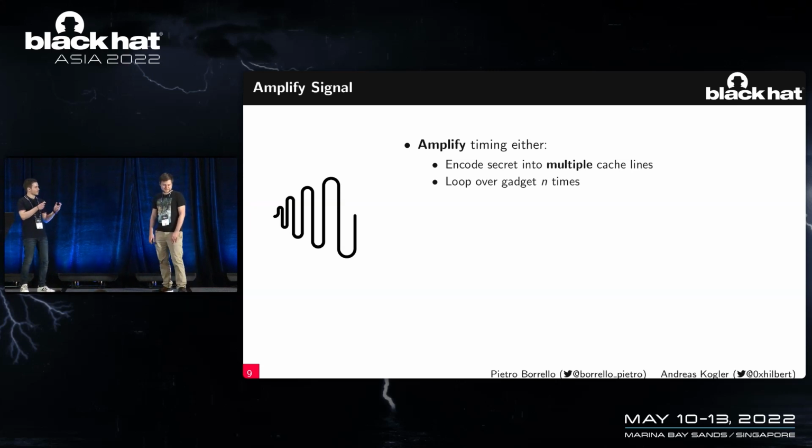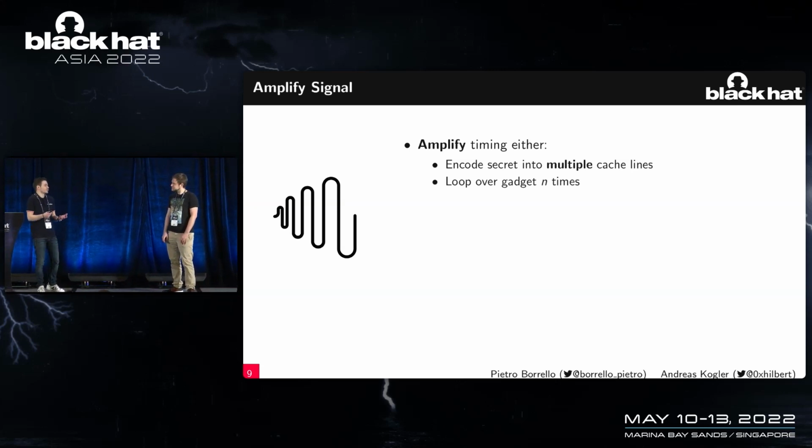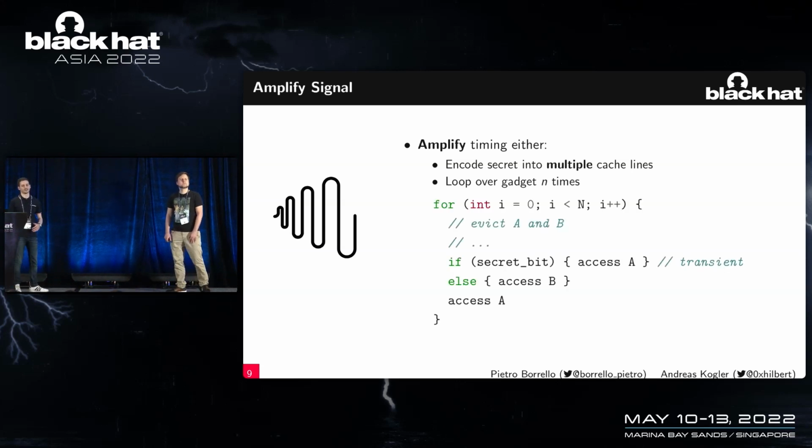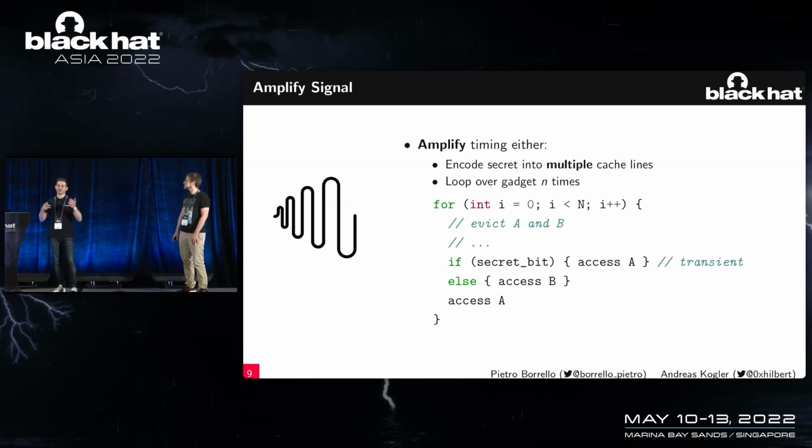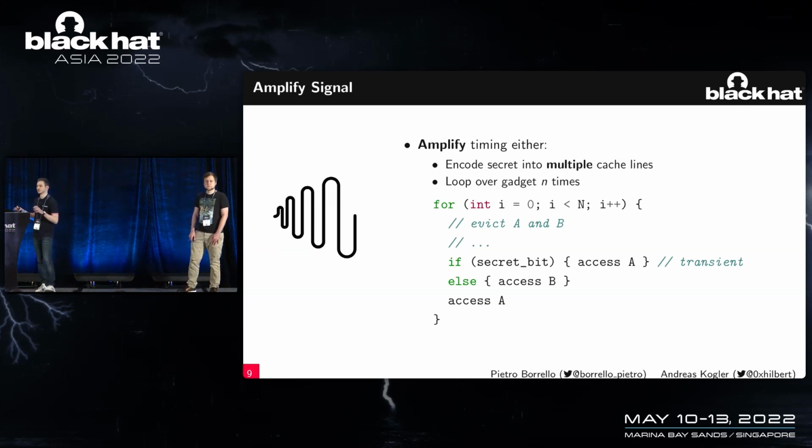Let's assume that I want to measure something. What if I just repeat that something n times? So let's have a simple look at the code. That's simplified, obviously, but let's assume we have two cache lines, a cache line A and a cache line B. So I want to leak this secret bit. And let's assume that both of those cache lines are not loaded into memory.